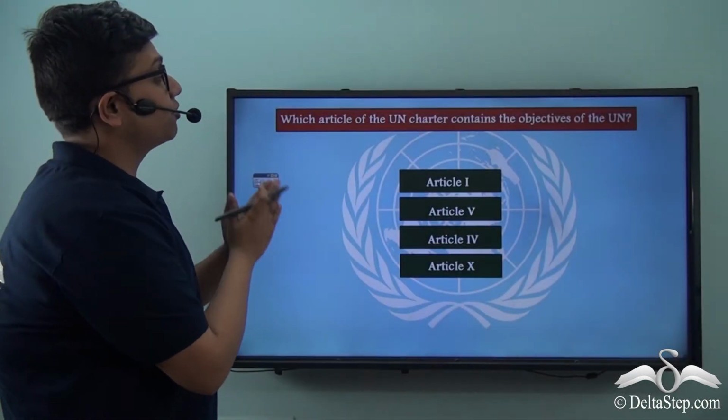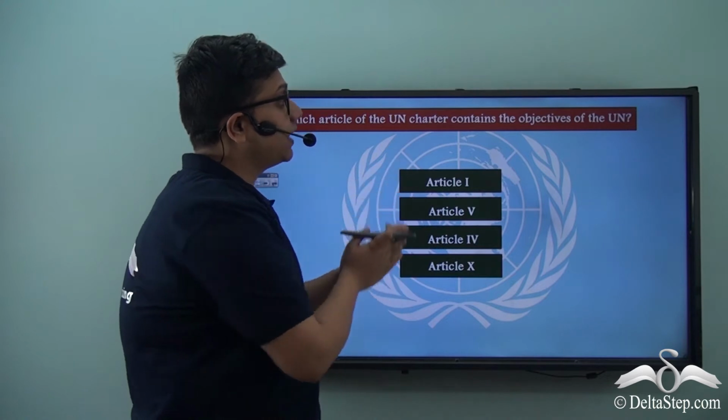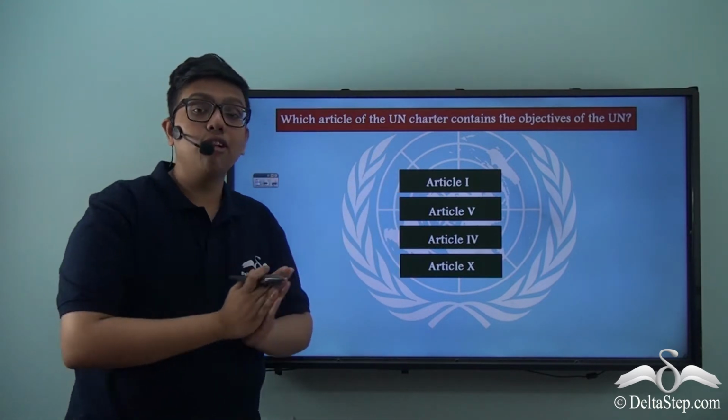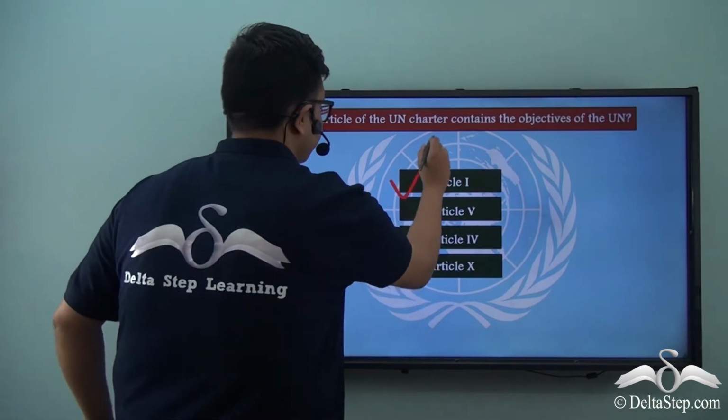Now, can you answer this question? Which article of the UN Charter contains the objectives of the UN? Article 1, Article 5, Article 4, or Article 10? The correct answer is Article 1.